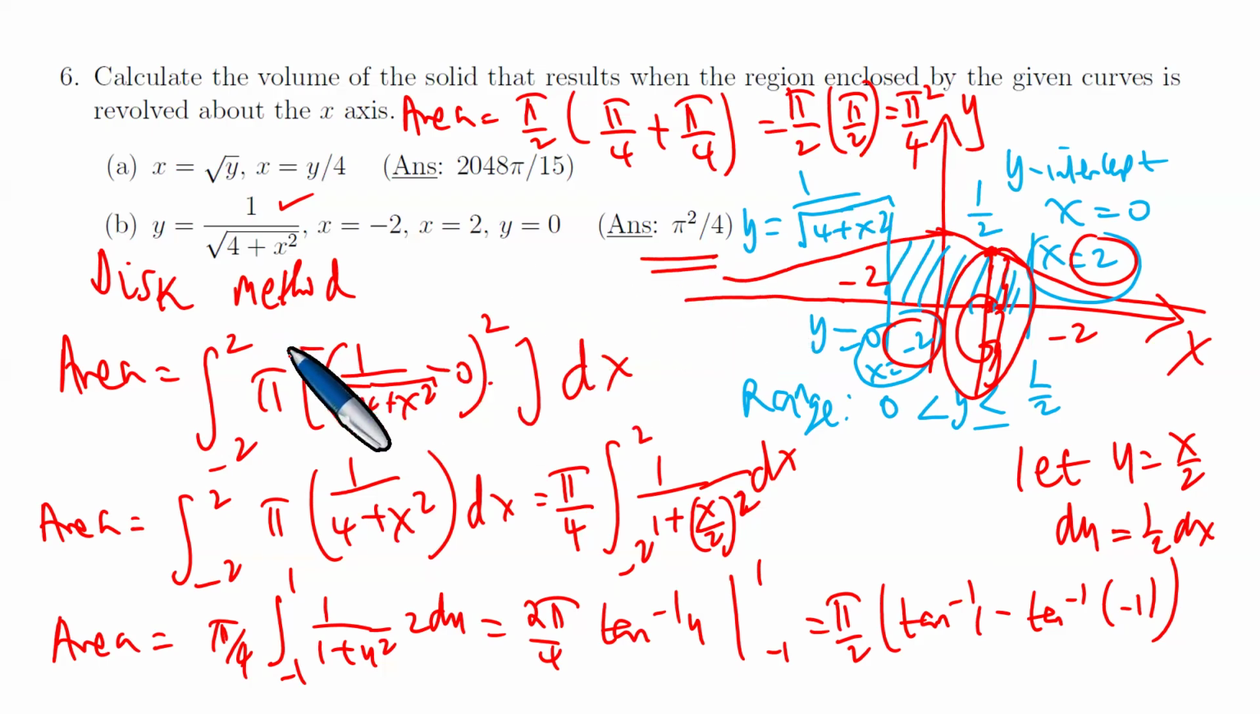So by using the disk method, how did we know to use the disk method? The disk method always works if this is sitting on a given axis of rotation. If this is sitting on the x-axis, or it can even be sitting on the y-axis. If it sits on the y-axis, then integrate with respect to y. If it sits on the x-axis, you integrate with respect to x.